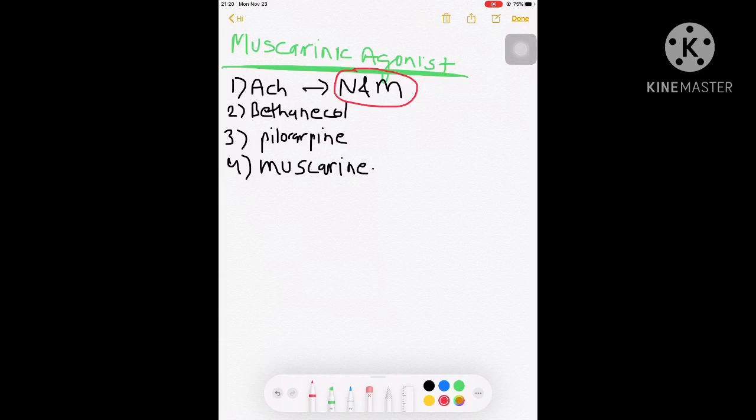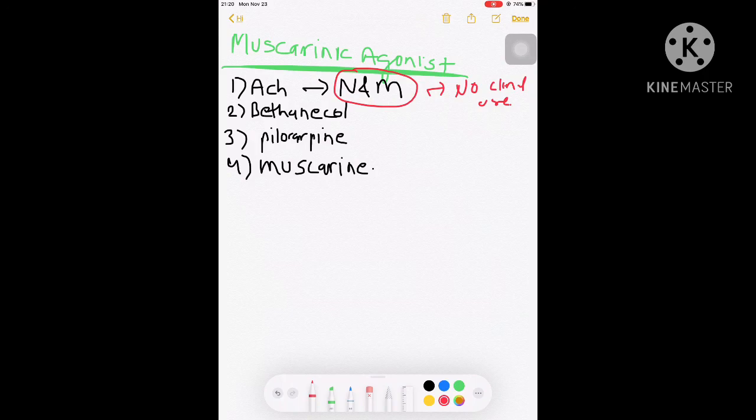It has no clinical use, because it has a very short half-life. One important point is that both true and pseudocholinesterase enzymes can hydrolyze acetylcholine.